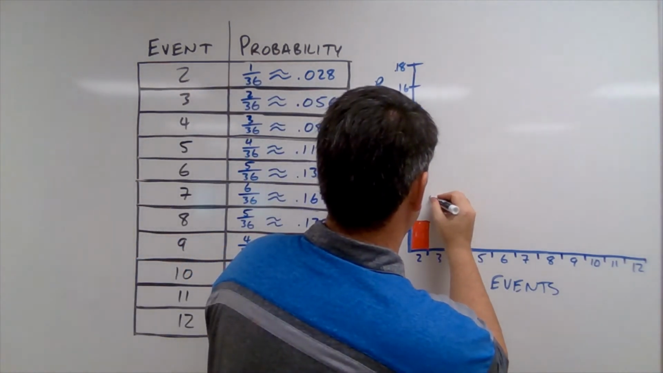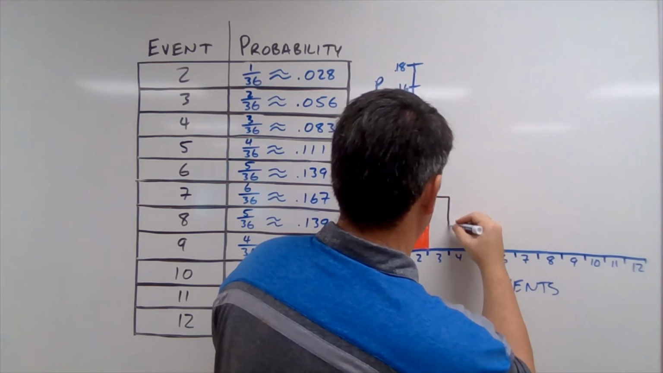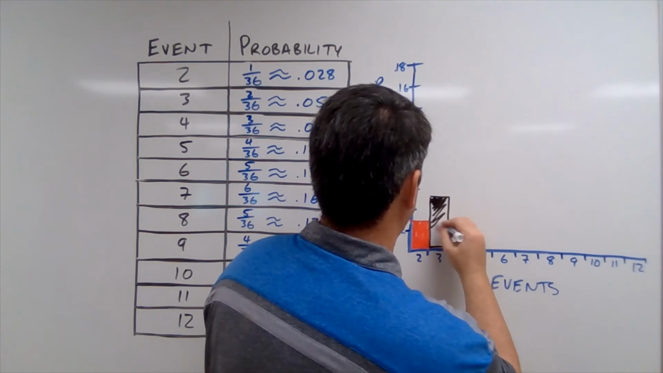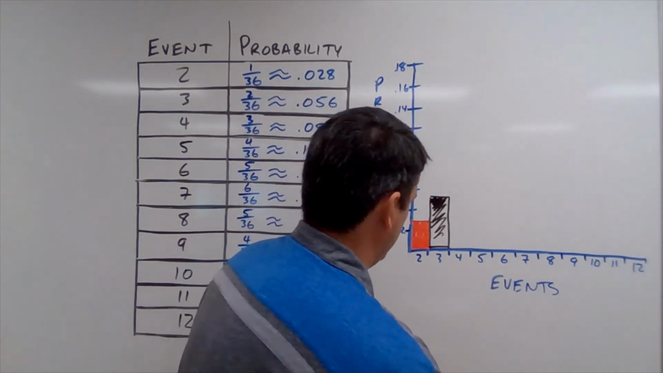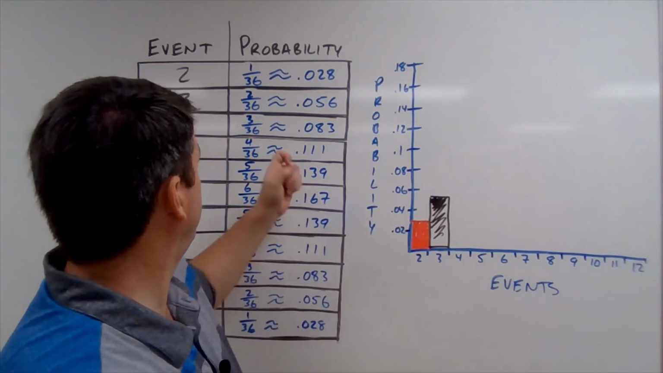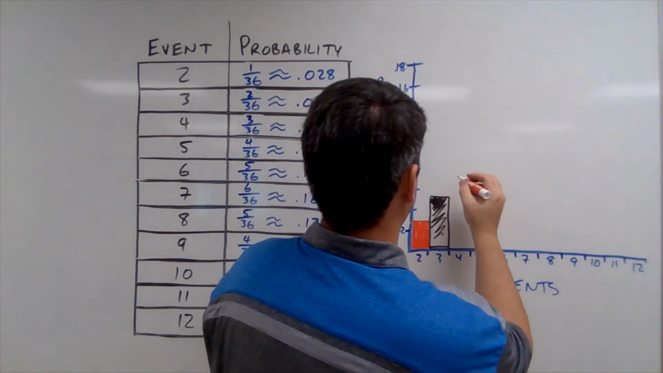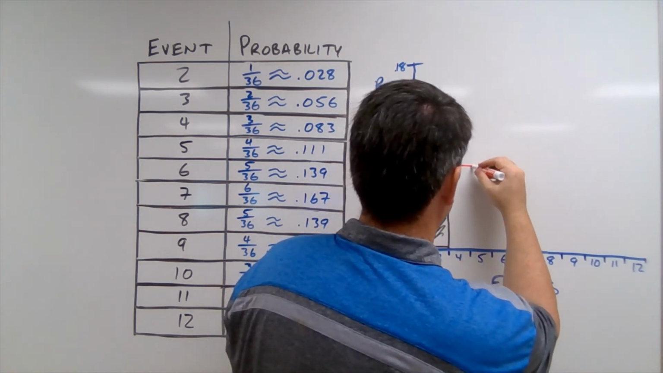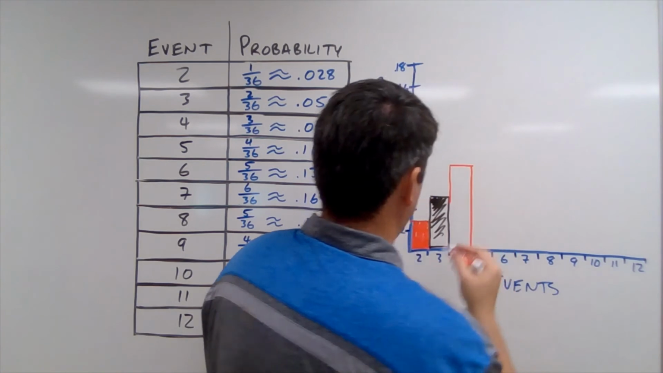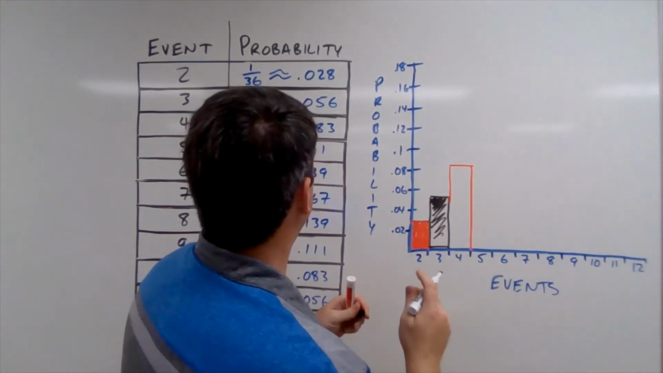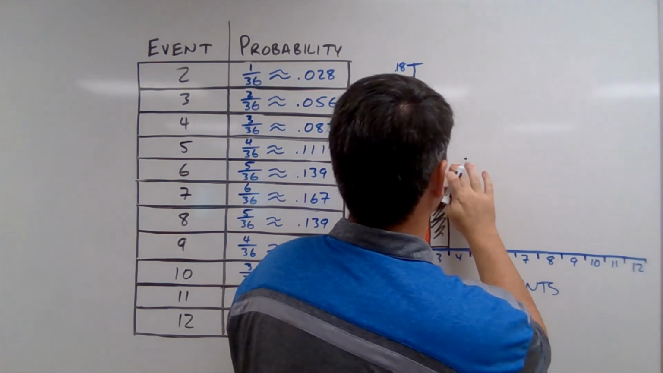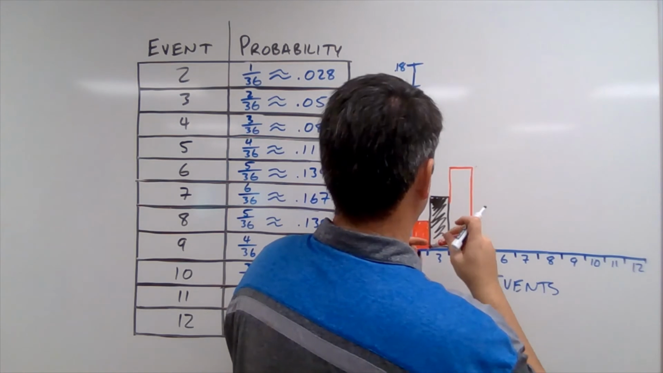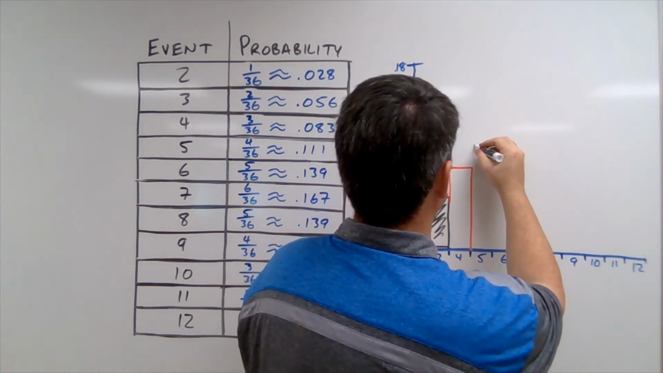And then for a 3, the probability is 0.056. So let's go up to about here for a 0.056. And then we can fill that in as well. For a 4, the probability is 0.083. So that's going to get us up to about here. And then for a 5, it's 0.111. This is maybe a little bit high. 0.111 gets us up to here.